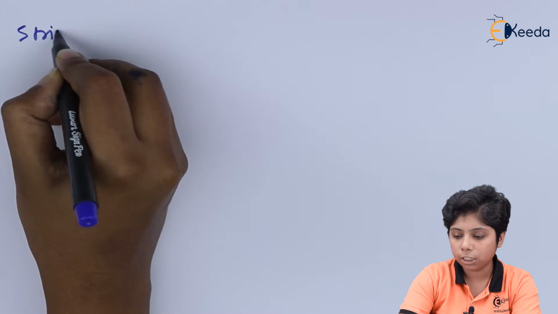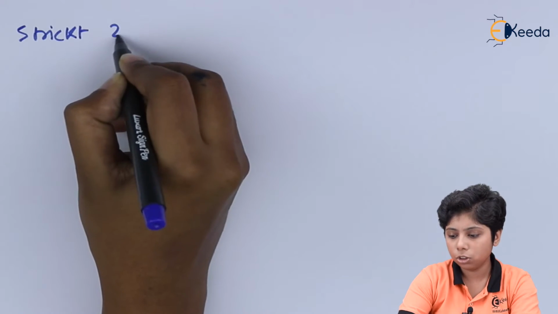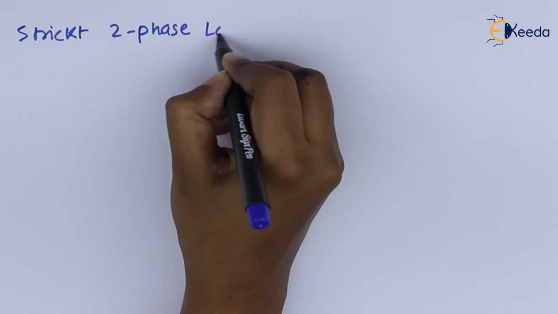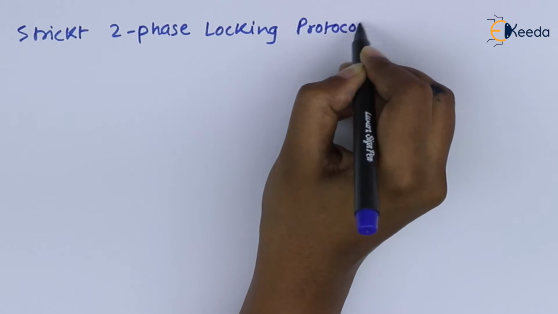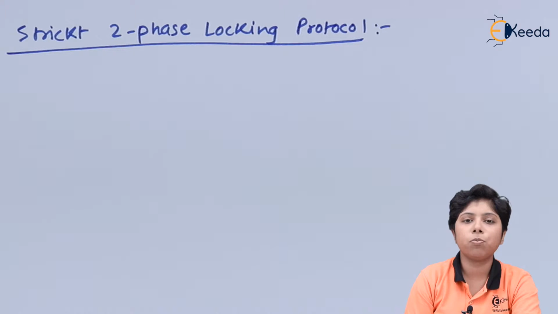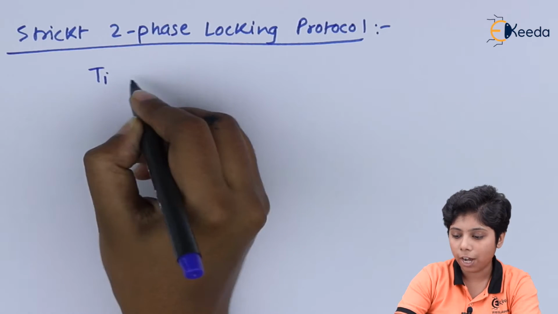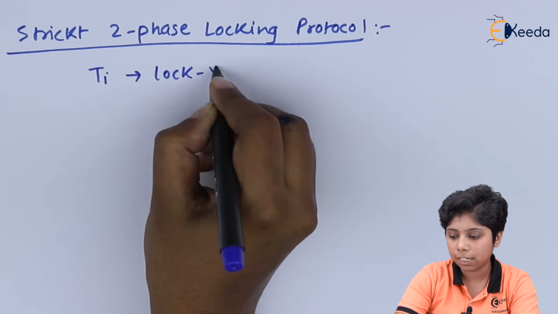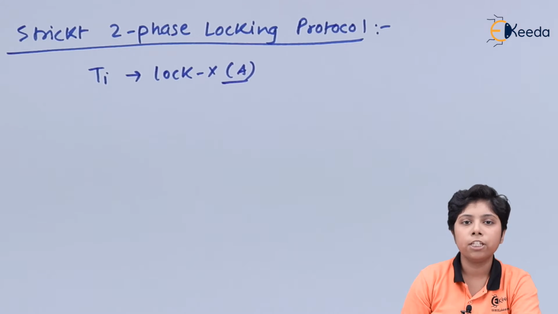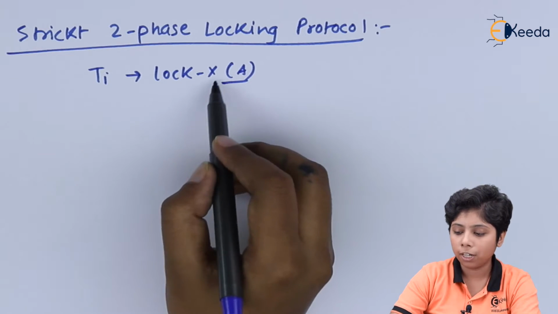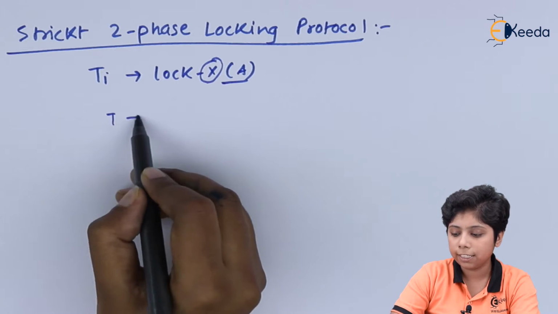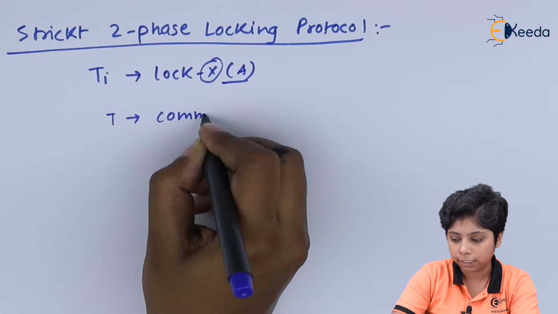Now, the next one is about the strict two-phase locking protocol. When you use the keyword strict, that means we are not only having the protocol on a two-phase, but also we are ensuring that if there is a transaction TI that has an exclusive lock on a data item A, it has to hold the lock in exclusive mode until and unless TI is in the committed state.